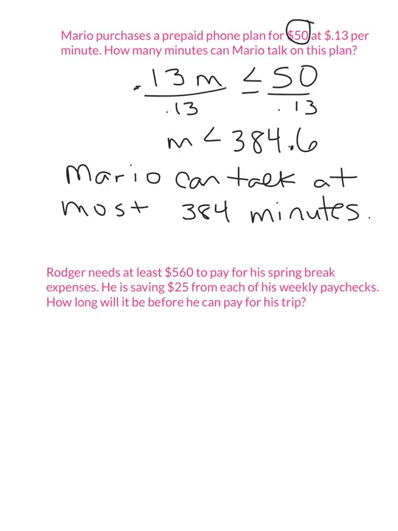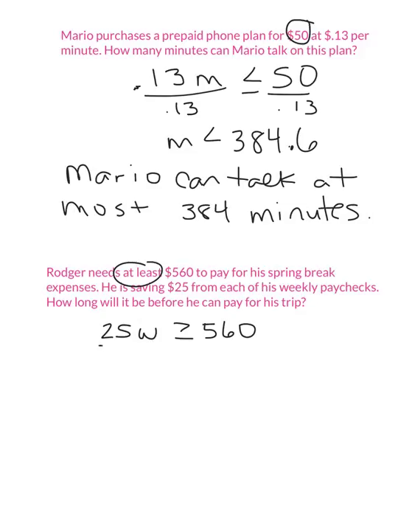Now, in looking at number 2, it says Roger needs at least $560 to pay for his spring break expenses. He is saving $25 from each of his weekly paychecks. How long will it be before he can pay for this trip? So let's see how this goes. So he has $25 per week. I'm going to use the letter W to simplify the number of weeks. And for every week that goes by, he's saving $25. But he needs at least $560. So at least $560. It's okay to have more than $560. I can't have less than $560. Otherwise, Roger's not going to have enough for his trip.